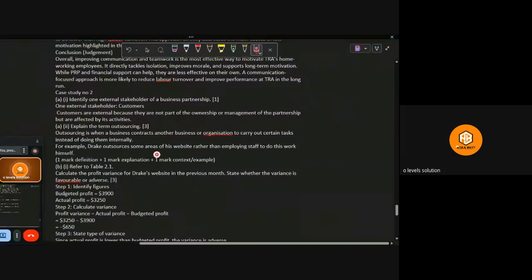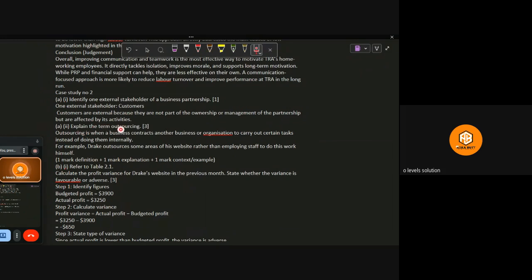Okay. So first of all, we need to identify one external stakeholder of a business partnership. External stakeholders could be customers, government, or local authorities, etc. We can write any external stakeholder name here, so I just wrote customers. The customers are external because they are not part of the ownership or management of the partnership, but are affected by its activities. You don't need to write it; I just explained it here.